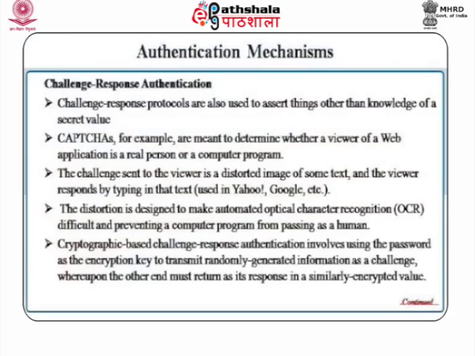CAPTCHAs, for example, are meant to determine whether a viewer of a web application is a real person or a computer program. The challenge sent to the viewer is a distorted image of some text, and the viewer responds to it by typing in that text. You might have seen that in Yahoo or Google, etc. The distortion is designed to make automated optical character recognition, that is OCR, difficult, and prevents a computer program from passing as a human.